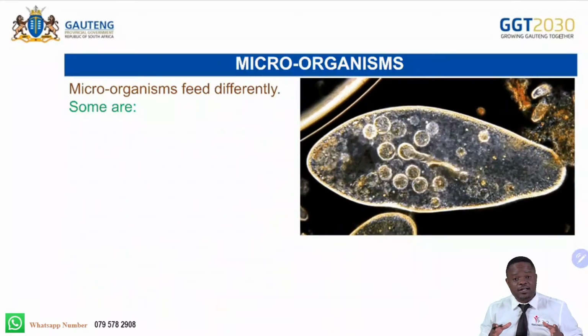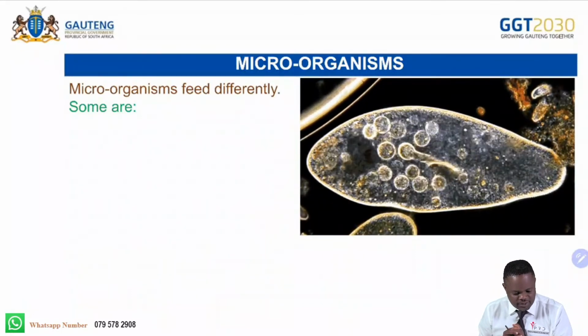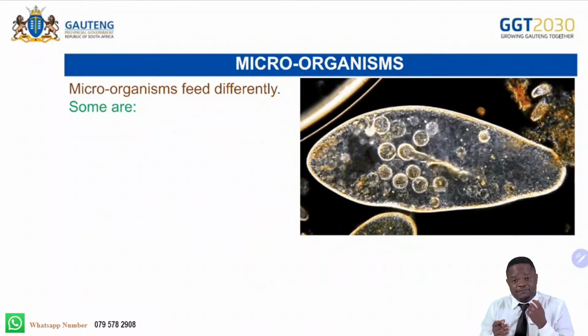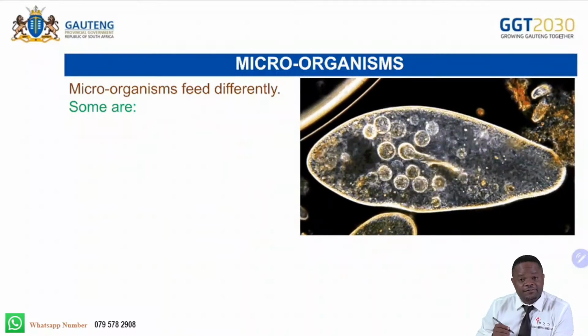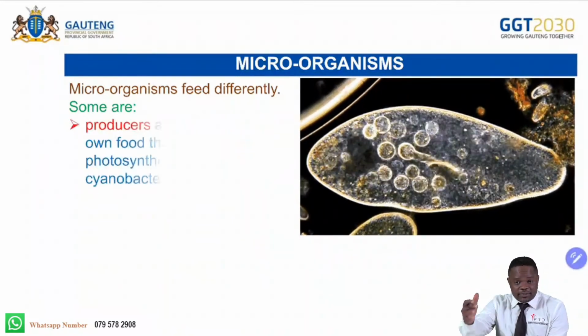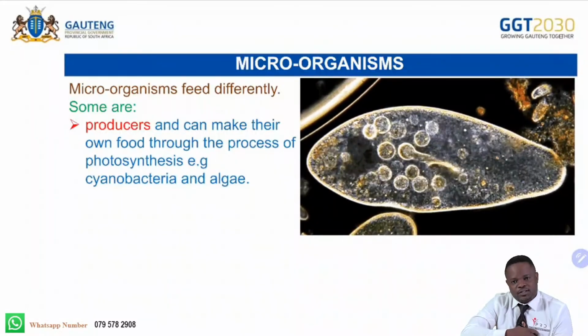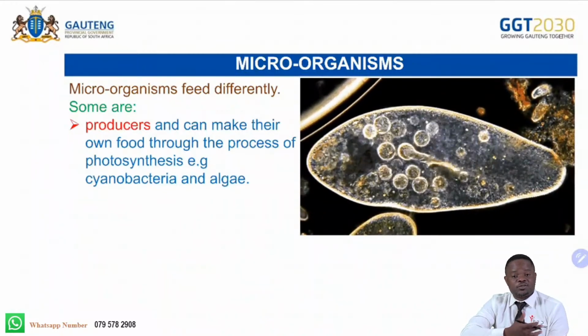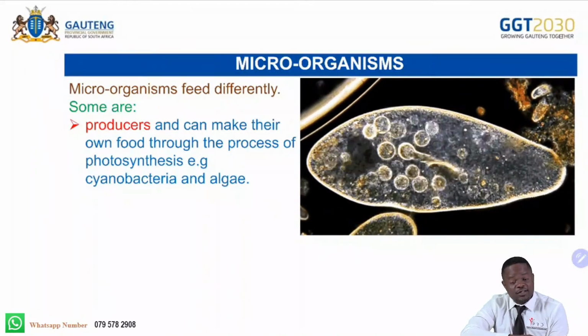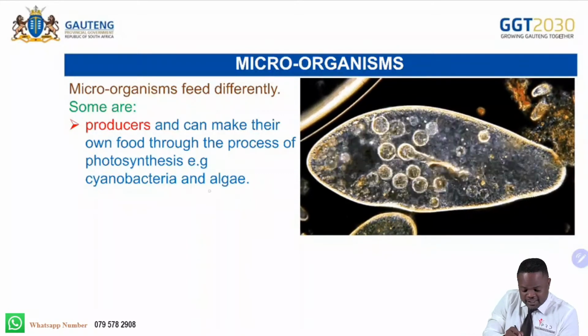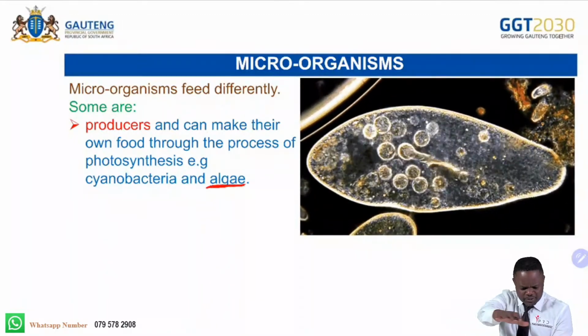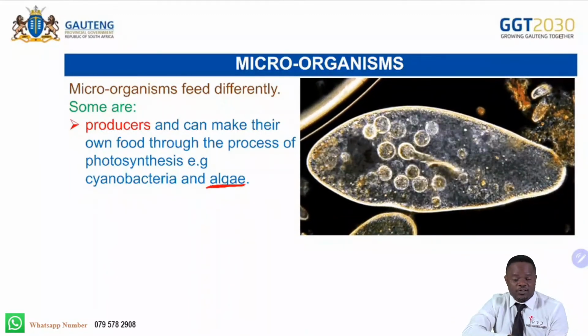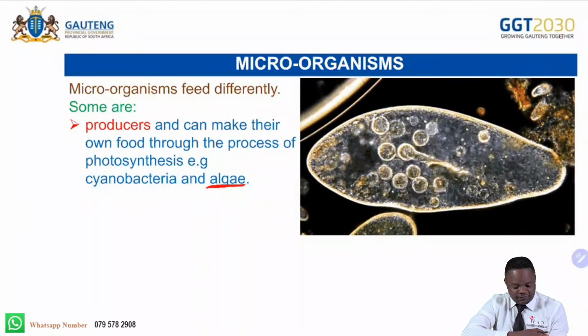Right. Still talking about our microorganisms. Remember we said they do carry out the life processes. And one of the life processes is feeding, and they feed differently. Some of the microorganisms are producers, meaning they can manufacture their own food, and that is through photosynthesis. A typical example we have is the algae. I'm sure we're familiar with the algae. When you go to the water bodies, you see that green layer and so on. You see the algae, they can photosynthesize.